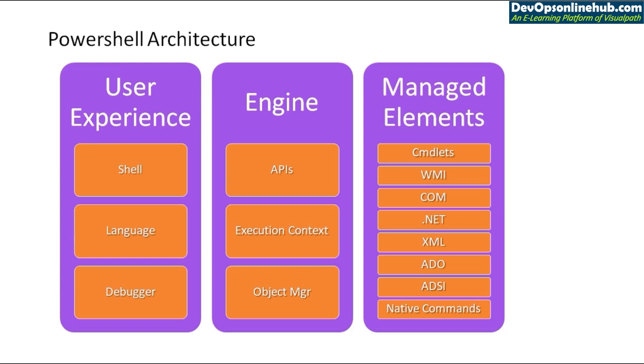In the managed elements, we have different further components. Maybe we have different command lines, WMI components, COM components, .NET, XML, ADO components, ADSI components, and native commands and further. So the engine will decide where it has to redirect the calls from a user to the managed elements. Right? Let's say, for example, if you write a program to communicate with your databases, say Microsoft SQL Server, when you call the program, the engine will decide and redirect your calls to the ADO components.